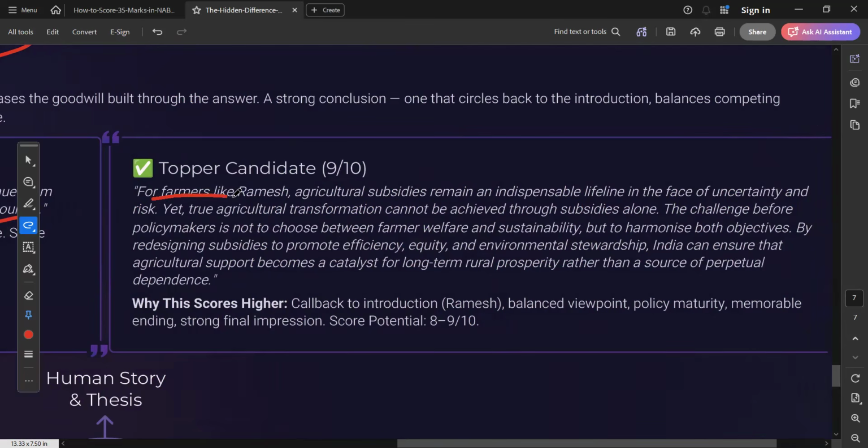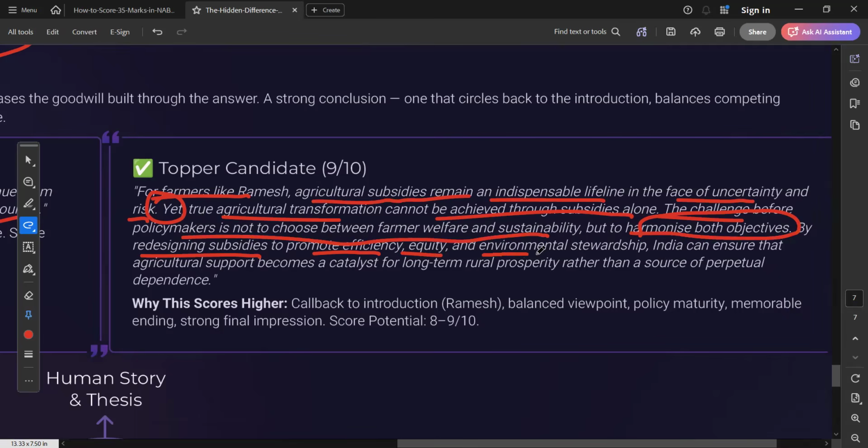Conclusion. For farmers like Ramesh, agriculture subsidies remain an indispensable lifeline in face of uncertainty and risk. Yet, true agriculture transformation cannot be achieved through subsidies alone. The challenge before policymakers is not to choose between farmer welfare and sustainability, but to harmonize both the objectives. So you can't just go on negating that we don't need subsidies. We need subsidies, but we need reform subsidies. By redesigning the subsidies to promote efficiency, equity, and environmental stewardship, India can ensure that agriculture support becomes a catalyst for long-term rural prosperity rather than a source of perpetual dependence.